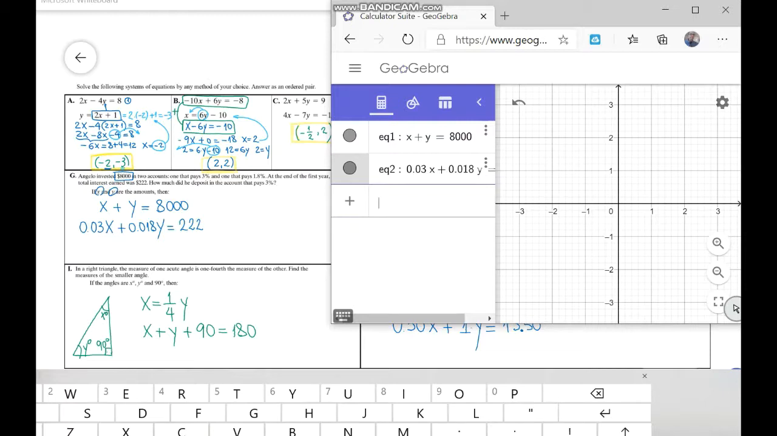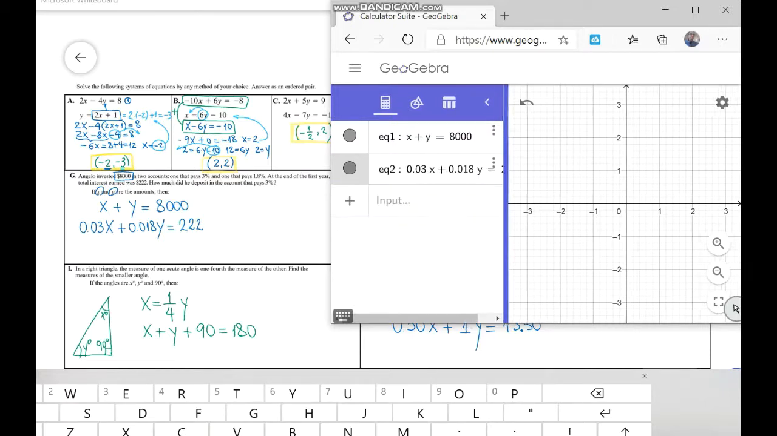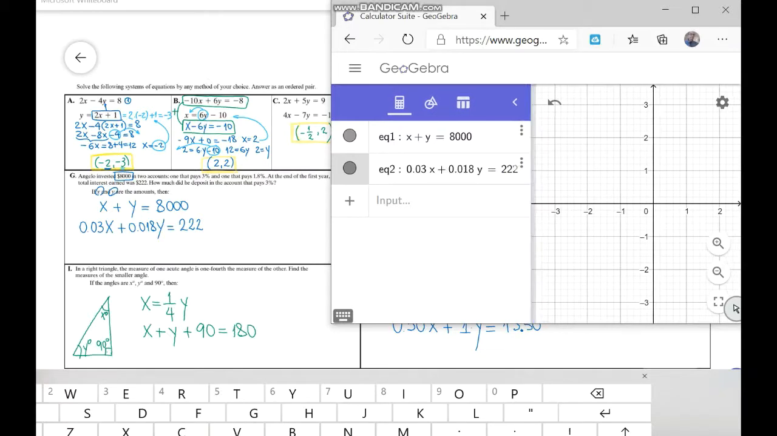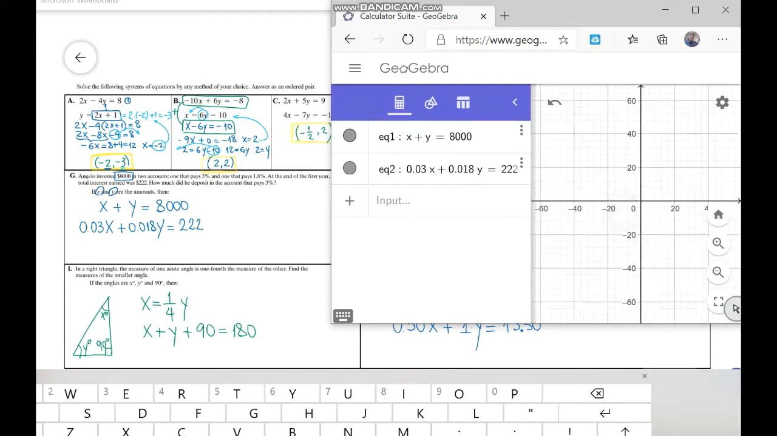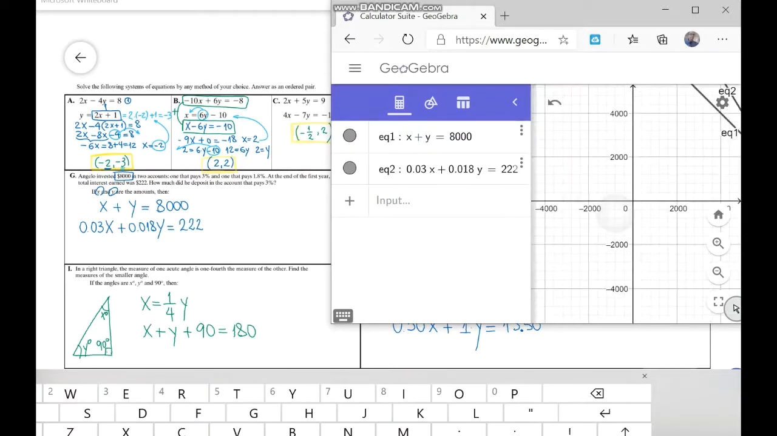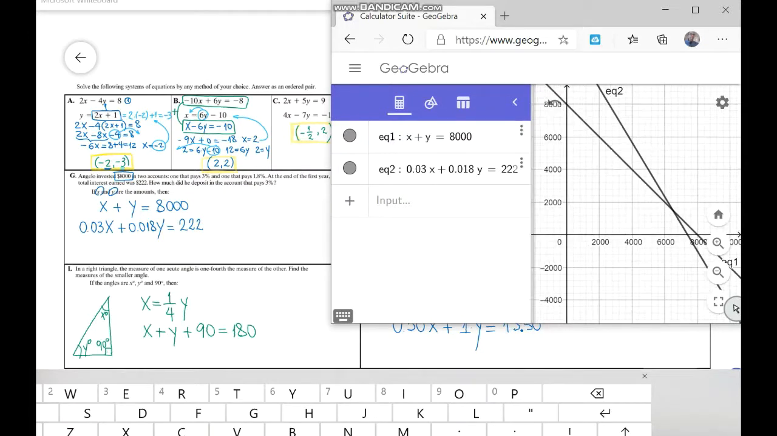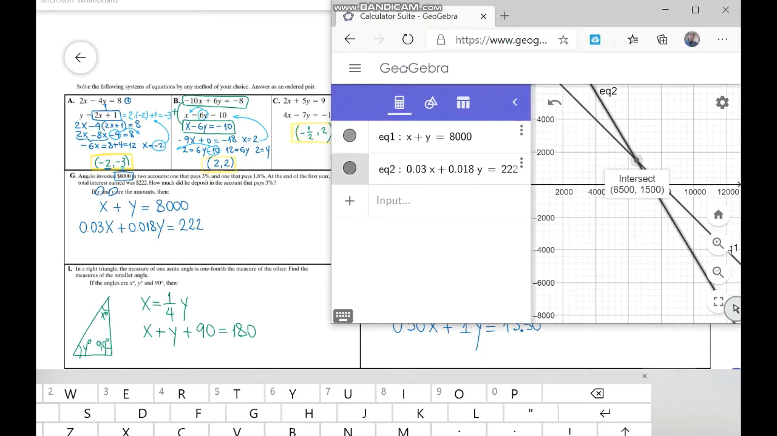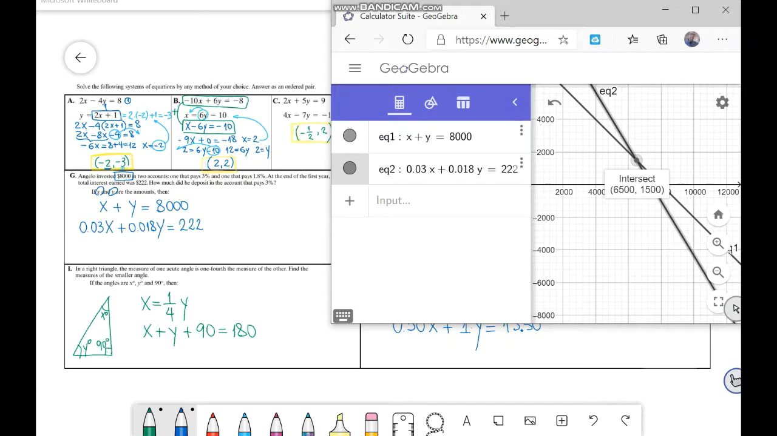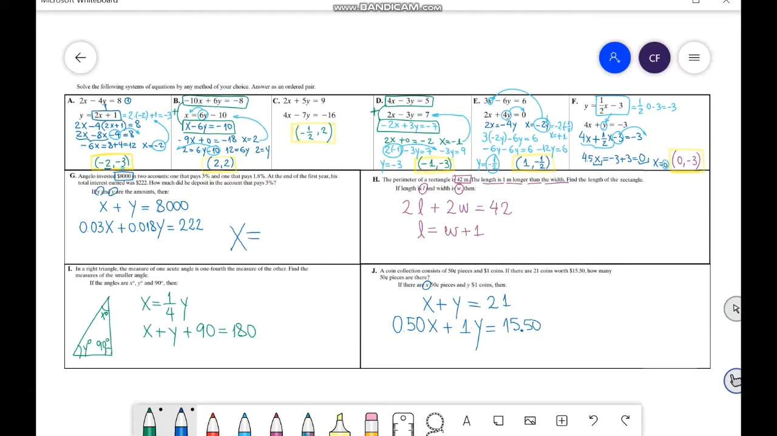Yeah, everything is right. Let's move to the graph and zoom out because we have a large number, and check the intersection. And the intersection is going to be the answer. Intersection is x equals 6,500 and y equals 1,500. So x equals 6,500. This is the answer for this question here.